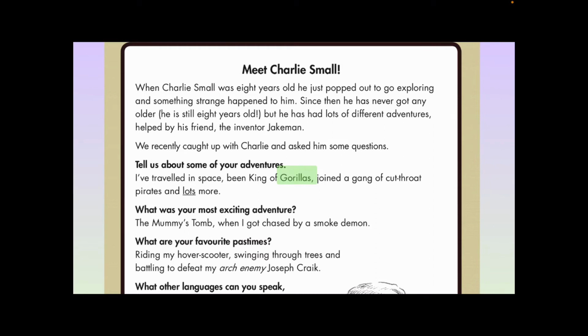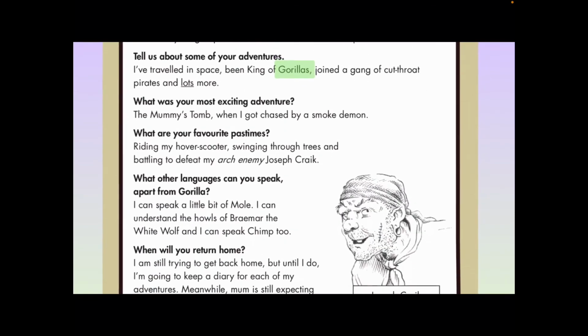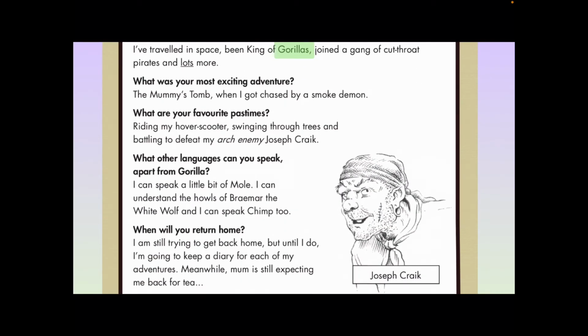What was your most exciting adventure? The Mummy's Tomb, so no gorillas there. What are your favourite pastimes? Riding my hover scooter, swinging through trees, battling my arch enemy. What other languages can you speak apart from gorilla? I can speak a little bit of mole. I can understand the howls of Braemar, the white wolf, and I can speak chimp too.